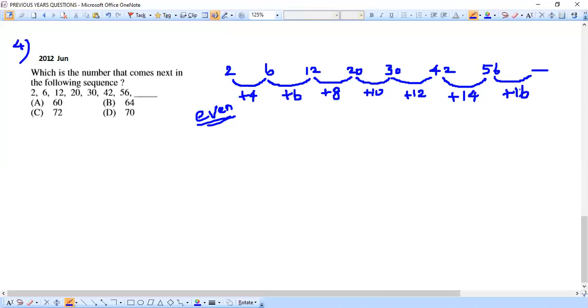So 56 plus 16 is what we need to do to get the next number. I will just show you. This will be 6 plus 6, 12, and then 5 plus 1 will be 7, so 72. That means 72 is going to be our answer. And where is 72 here? 72 is at option C.